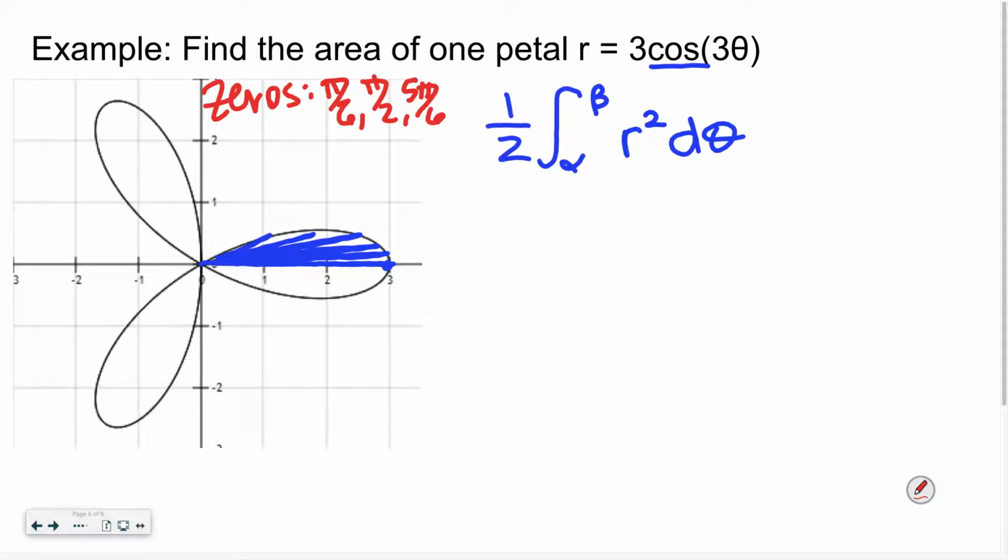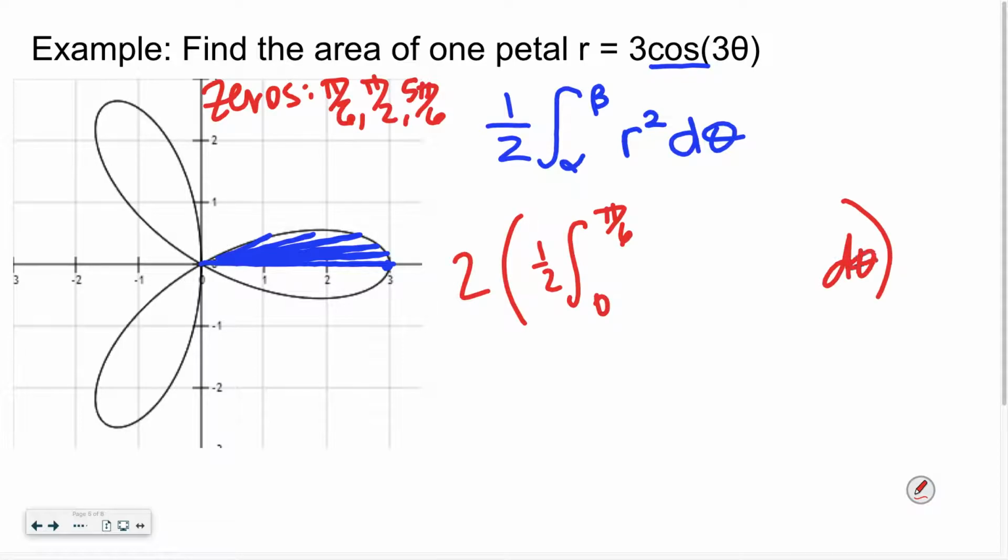Okay, so we can do a few different things. We can find the area of a petal by going from pi over 6 to pi over 2. We could go from pi over 2 to 5 pi over 6. We could go from 0 to pi over 6 and double it. So just get rid of the 1/2. The 2 times 1/2 goes away. I like plugging in 0 to sines and cosines over plugging in pi over 6's because they come up with nice numbers.